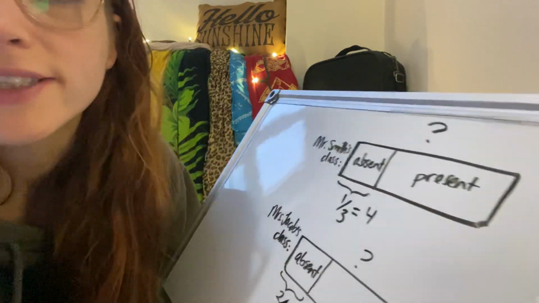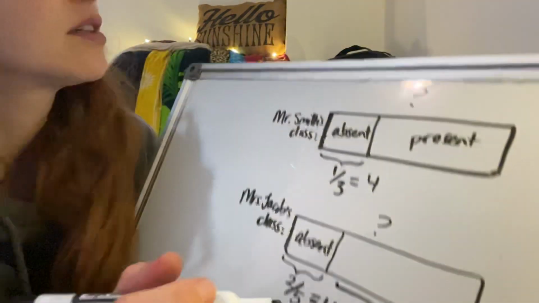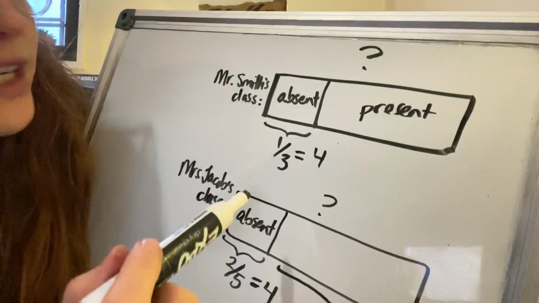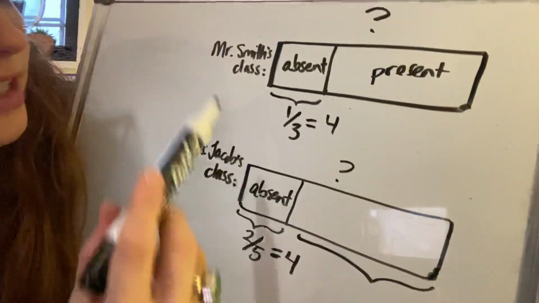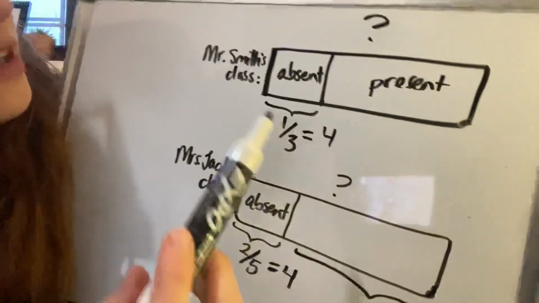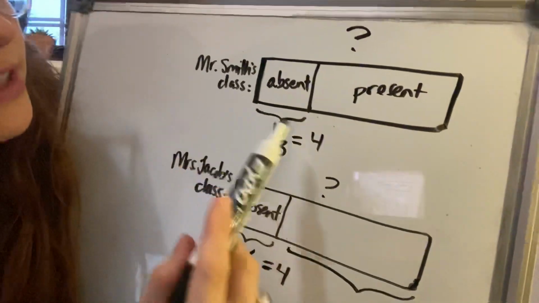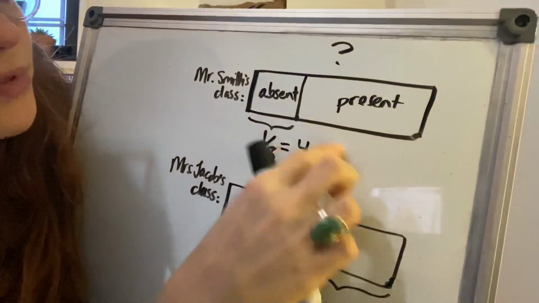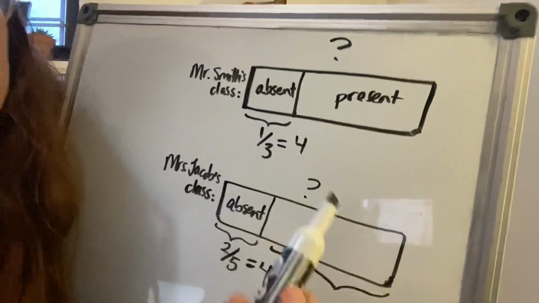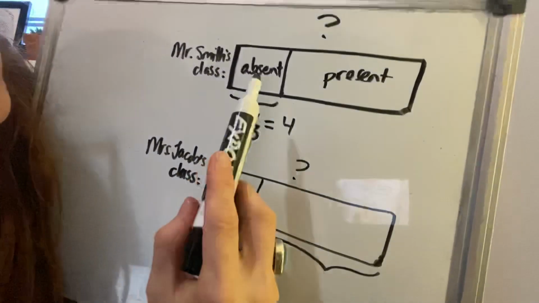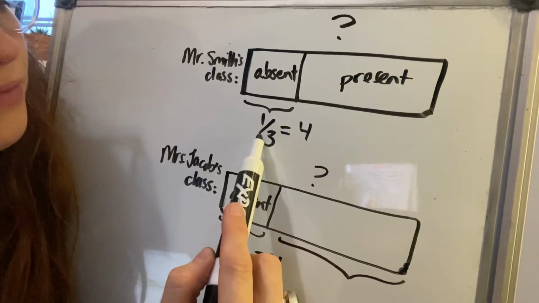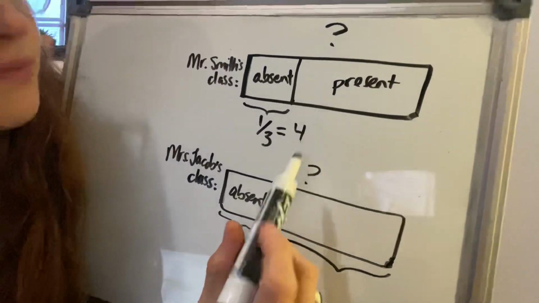So we have a couple ways that we can approach this problem. We need to find out how many students are in each class. Looking at this one, Mr. Smith's class, we can do a simple mental math type of method in this case, because we know that the amount absent is 1/3, and that is equal to 4 students.